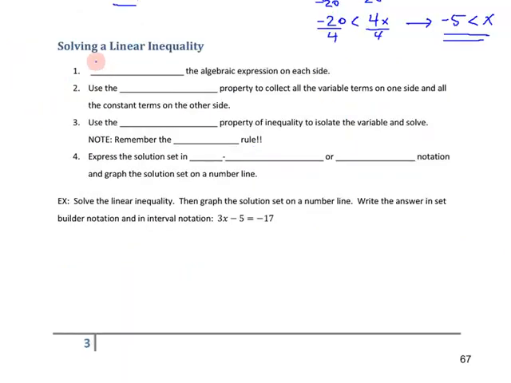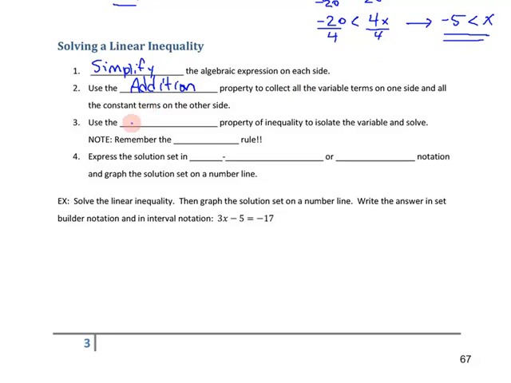Just to recall, let's go through the steps that we use to solve those types of problems. So we'll have the steps here available to us as we work a few of these. We're going to start by simplifying the algebraic expression on each side. Then we use the addition property to collect all the variable terms on one side and all the constant terms on the other. Get the variable term by itself.